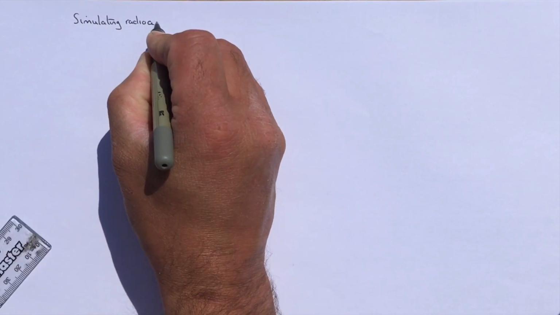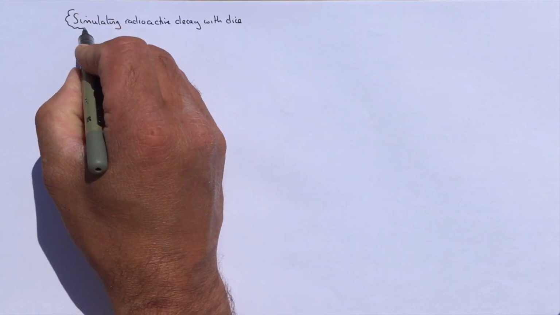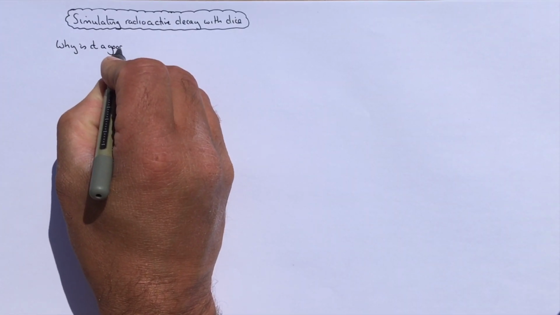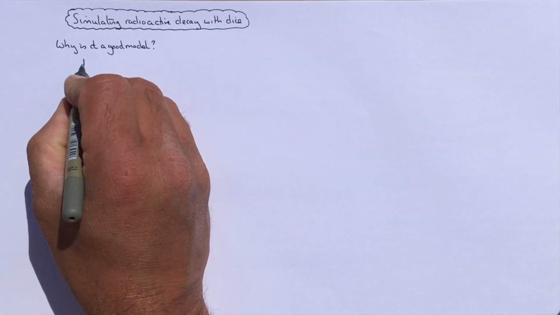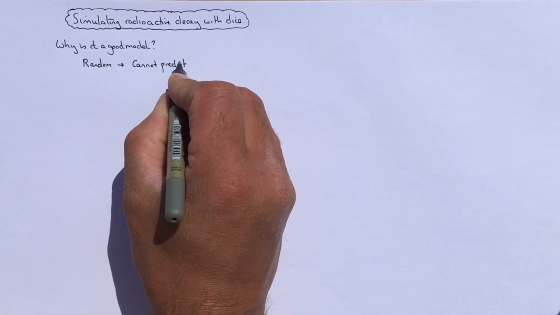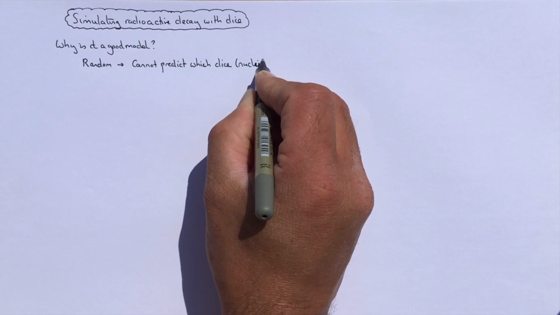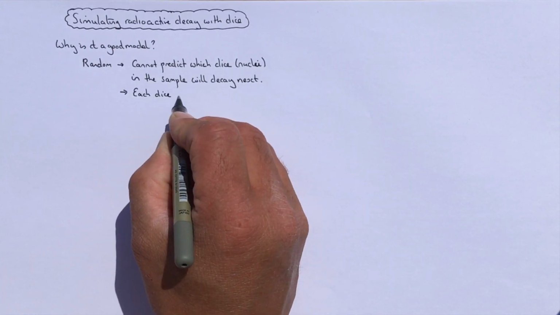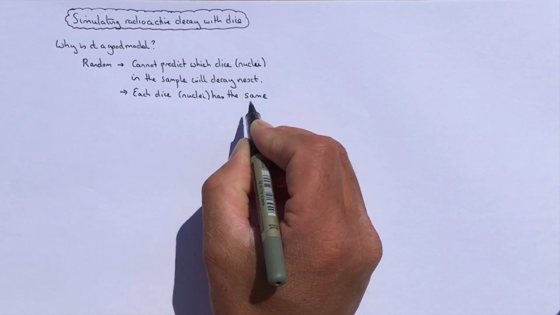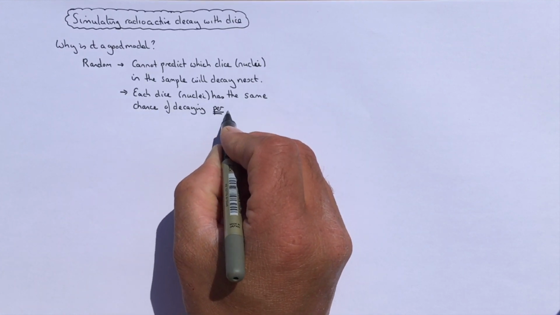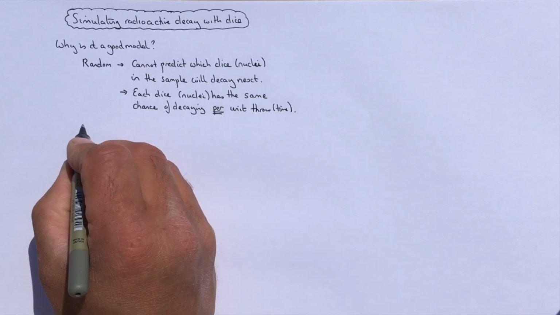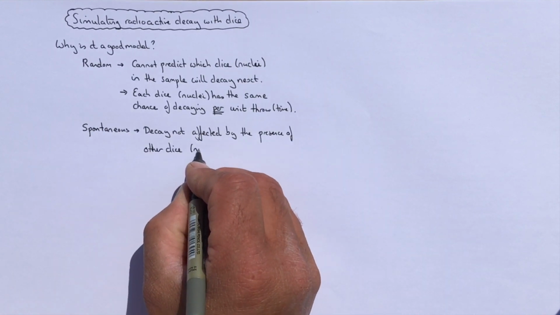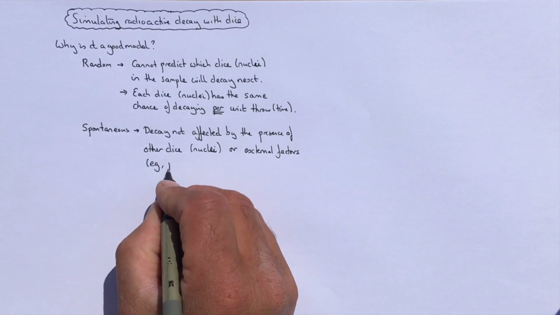So let's look at the maths behind simulating radioactive decay with dice. So why are dice a really good model of radioactive decay? Firstly, it's random. We can't predict which dice, acting as nuclei, in the sample will decay next. Also, each dice has the same chance of decaying per throw, which is a 1/6 in this case. Also, it's spontaneous. The decay cannot be affected by any external factors.